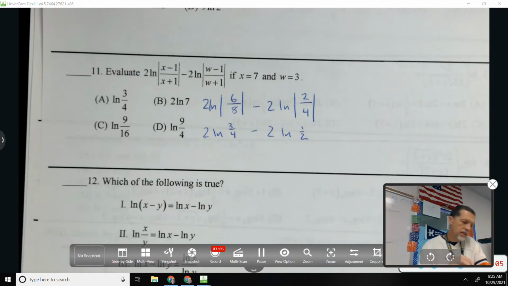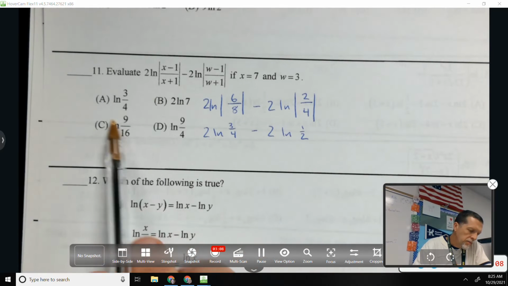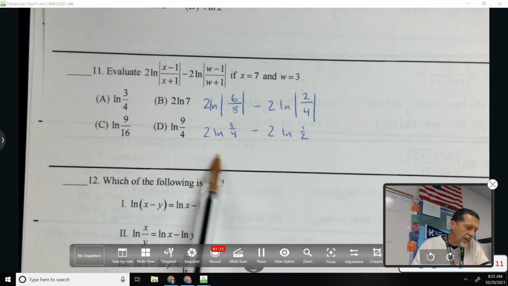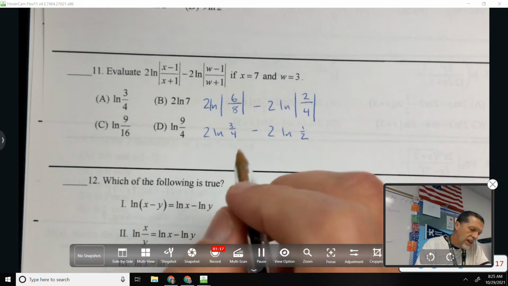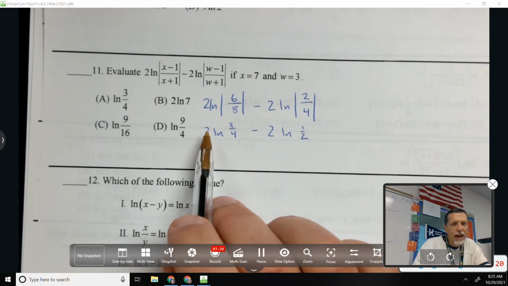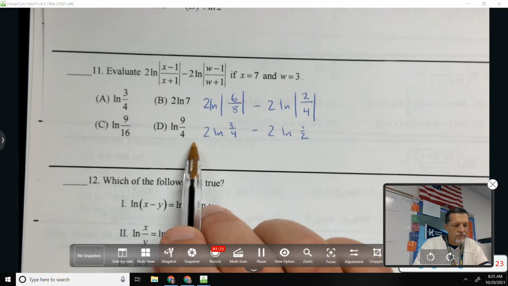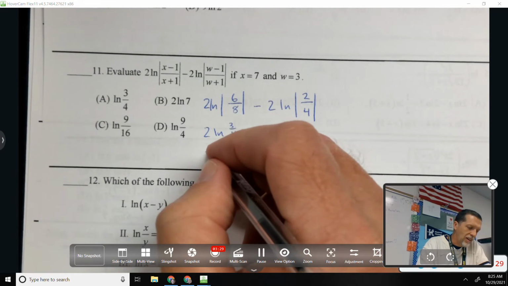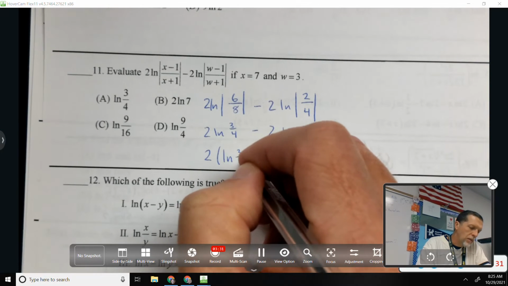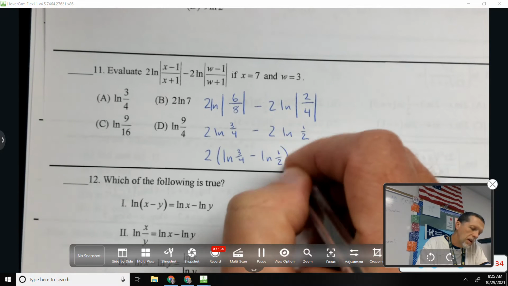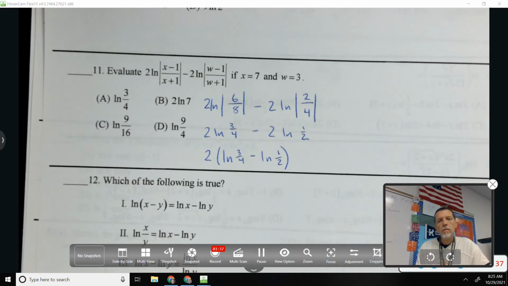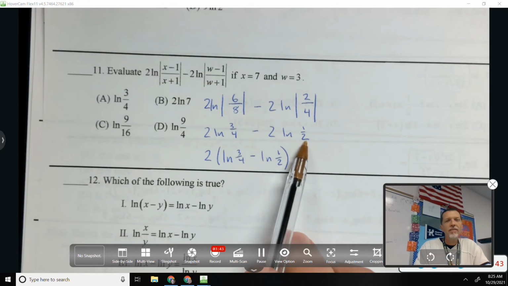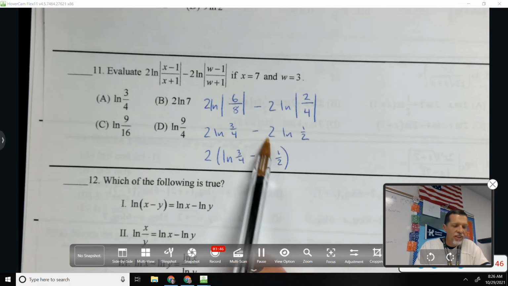Let's see here. Looking at my answer choices, nothing really stands out yet. I can put the 2 up as the exponent, and then I have to square 3/4 and 1/2. I'd really rather not mess with that yet. I'm going to factor the 2 out, see if this makes life any easier. Wait, 2 times the 1/2 is just 1, but this is not 2 times 1/2. This is 2 times the natural log of 1/2. You can't slide the 2 inside there.